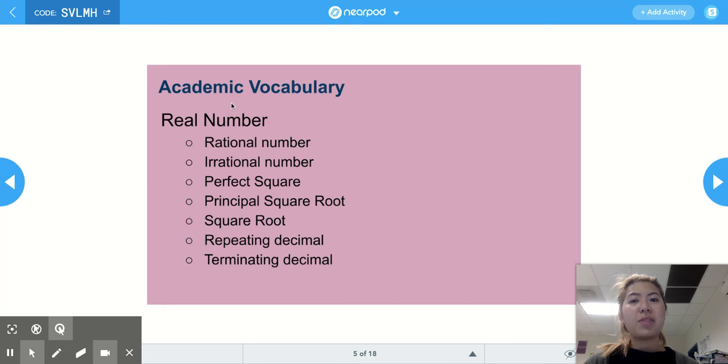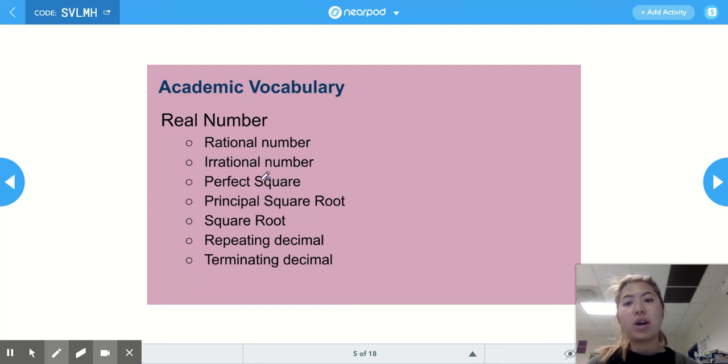So some academic vocabulary that is going to be useful for today's lesson is real number, which within real numbers are rational and irrational numbers, and perfect squares are considered rational numbers. Perfect squares are the squares of whole numbers. So for example, we have 1 squared, which is 1, 3 squared, which is 9. So perfect squares are these solutions when you square or you raise a number to the power of 2.